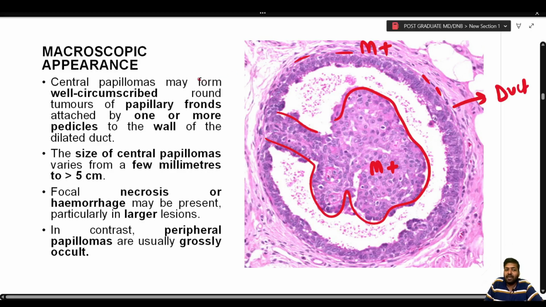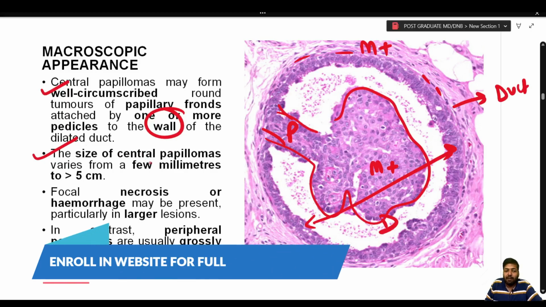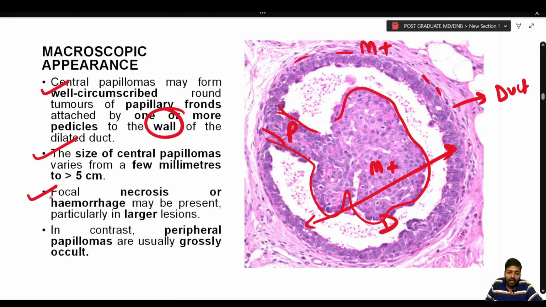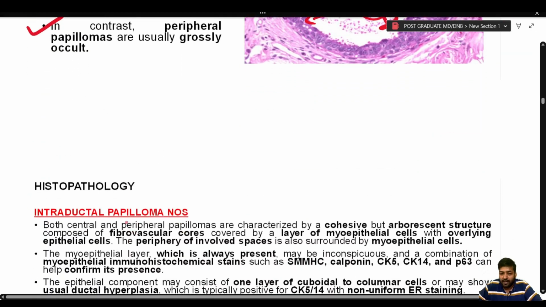So the macroscopic appearance, if you see, the central papillomas may form well circumscribed round tumors of papillary form attached by one or more pedicles. This is the pedicle, where they are attached to the wall of the dilated duct. So this entire thing is the duct, and basically the papillomas are arising from the wall of the duct. The size of the central papillomas varies from a few millimeters to more than 5 millimeters. Focal necrosis or hemorrhage may be present, particularly in larger lesions. In contrast, the peripheral papillomas are grossly occult or silent.